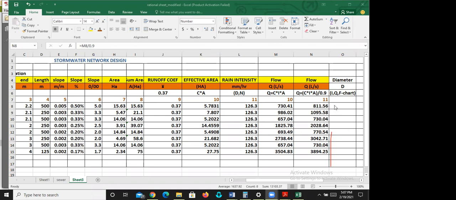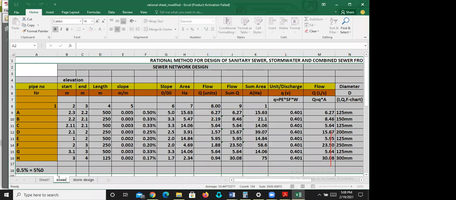So let's continue. Now I want to give us challenges. Can we size the pipes now? Or do you want me to size one? You size the other ones. I hope everything we've done here is understood. So here, I'll just double click and say storm. Storm design.